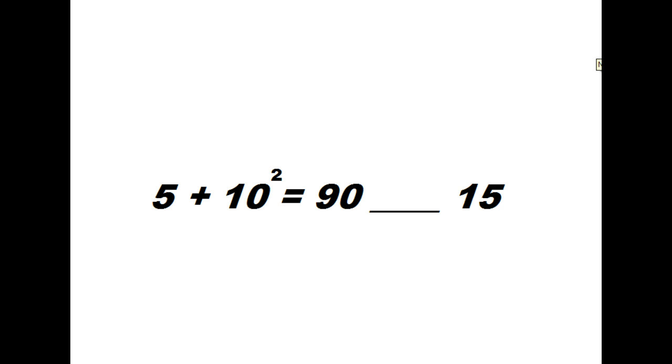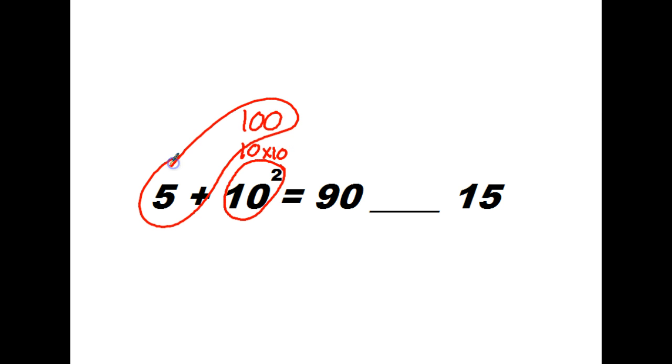5 plus 10 squared. Okay, tower of power, we haven't done a lot of exponents in these yet, but this is what I would do first. 10 squared really means 10 times 10, which equals 100. And we go here, 100 plus 5 is 105.